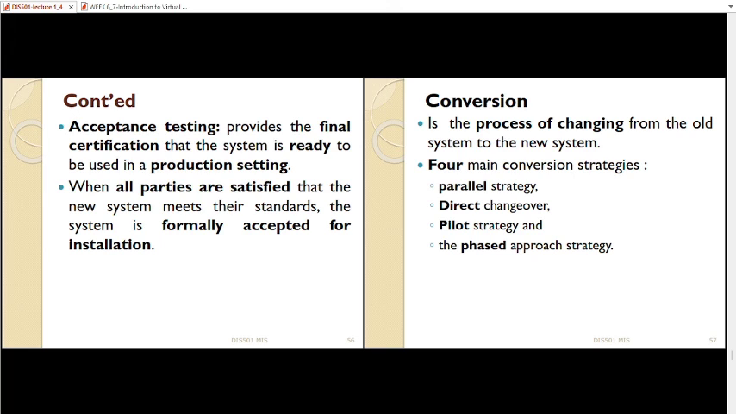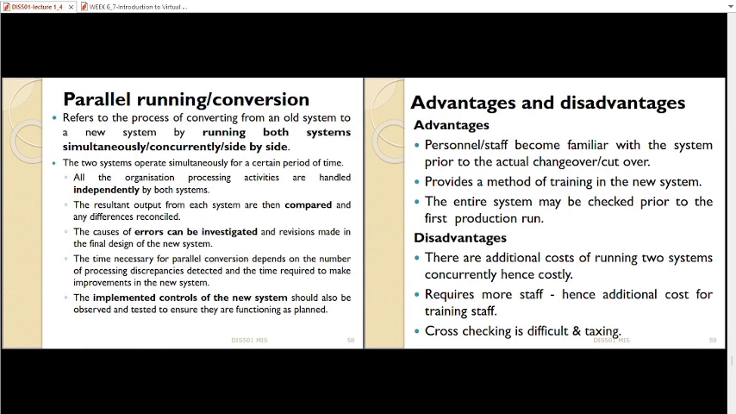Once we are sure and we have the confidence that the system is working, then we can roll it out to the entire organization. So each has its own advantages and disadvantages.